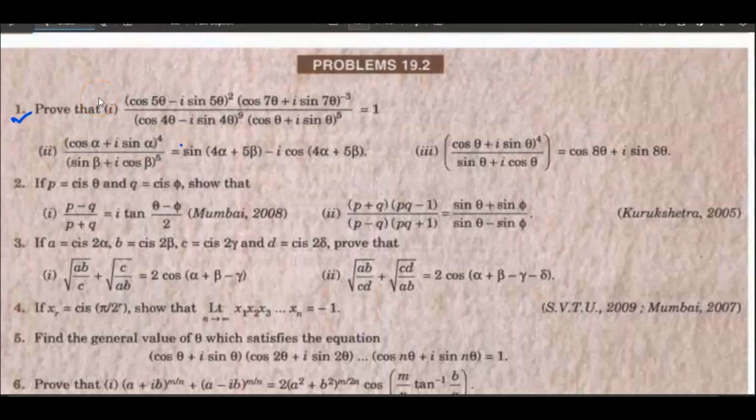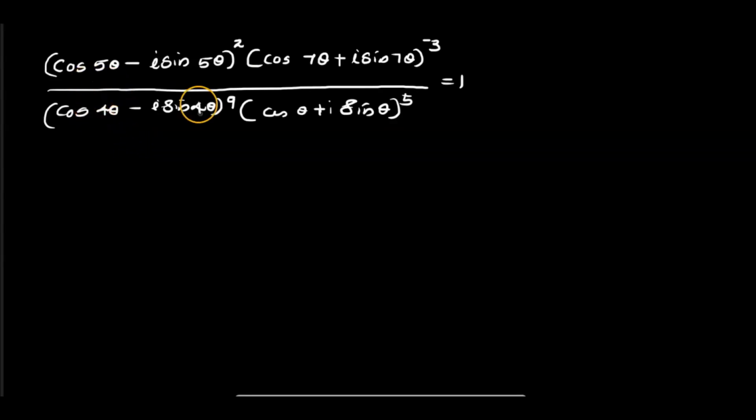In today's video, I am solving question number 1 of problems 19.2 of B.S. Grewal textbook. First question. We need to prove this value is equal to 1.